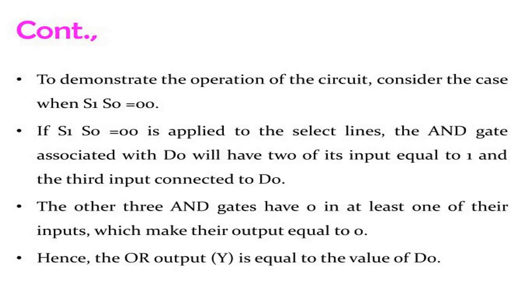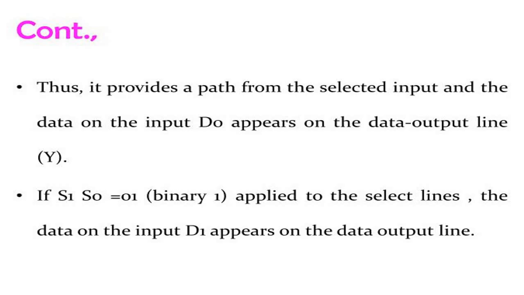To demonstrate the operation of the circuit, consider the case when S1 and S0 are equal to 0, that is, S1 is 0 and S0 is also 0. Then the select lines will select the AND gate associated with D0, which will have two of its inputs equal to 1 and the third input connected to D0. The other three AND gates have 0 in at least one of their inputs, which makes their output equal to 0. Hence, the output Y is equal to the value of D0. Thus, it provides a path from the selected input, and the data on the input appears on the data output line Y.